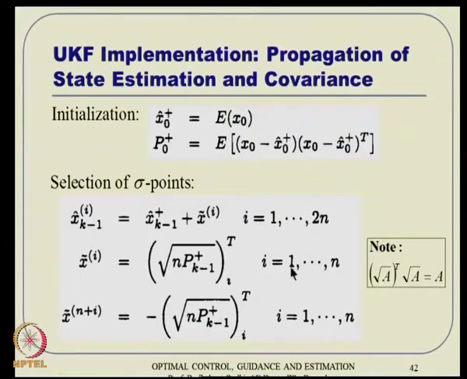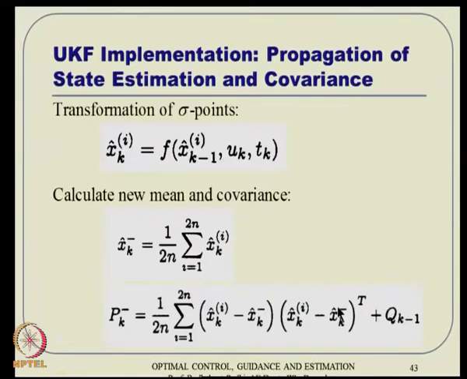The first n are evaluated using the square root of this matrix, and then the rest are evaluated using the negative of those. So, these are symmetrically placed. Remember, as long as there is a positive definite matrix, we can talk about a square root of that. So, we can do that, then transform the sigma points and then calculate the new mean and covariance.